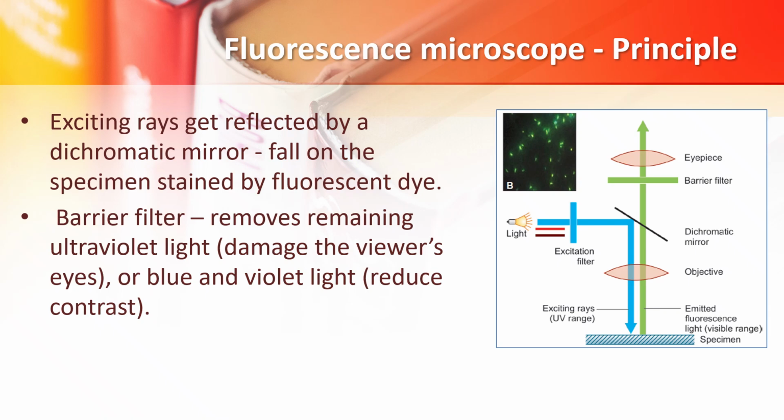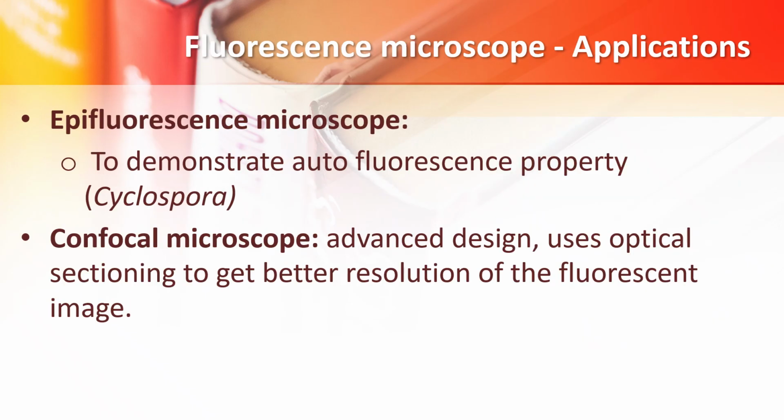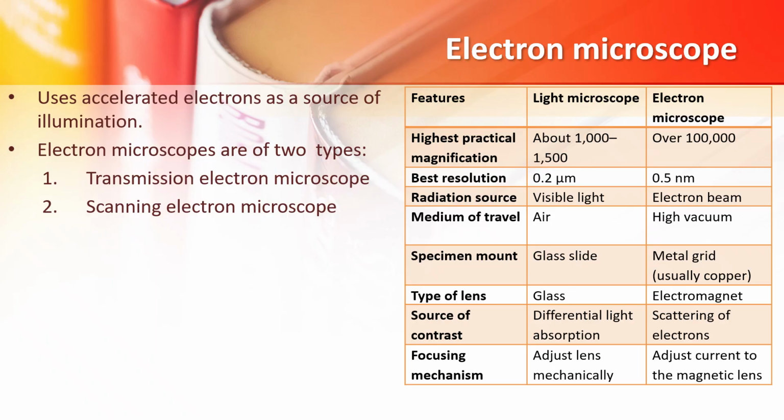stained by fluorescent dye. Fluorescent dye is nothing but they emit light, the color which they emit. Can you see that in the picture, like green or yellowish? Then the barrier filter removes the remaining UV light which damages the viewer's eye, or blue or violet light which reduces the contrast. Then coming to applications: to demonstrate the autofluorescence property and get better resolution.